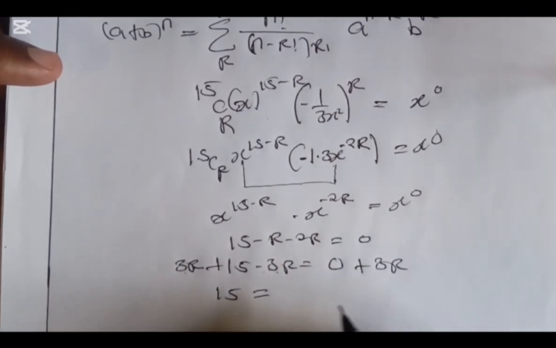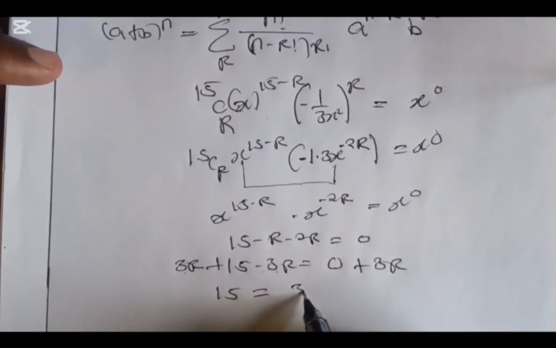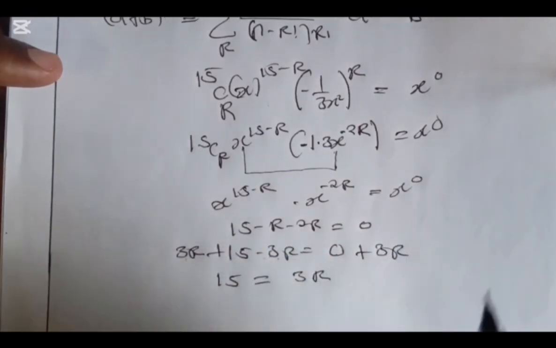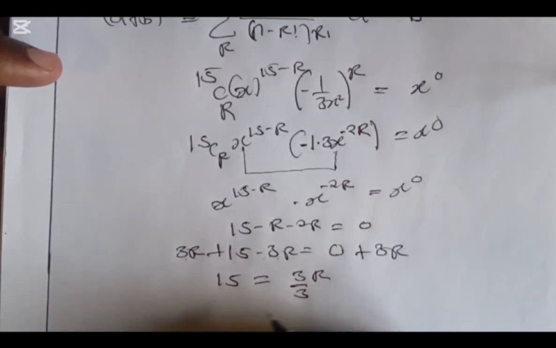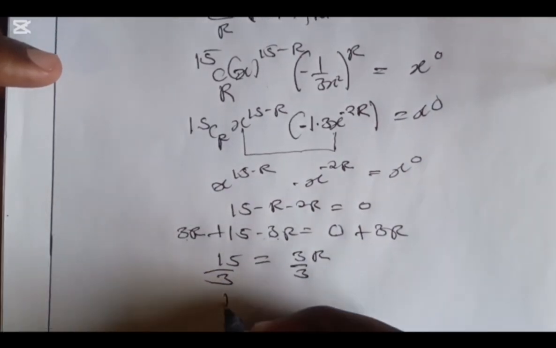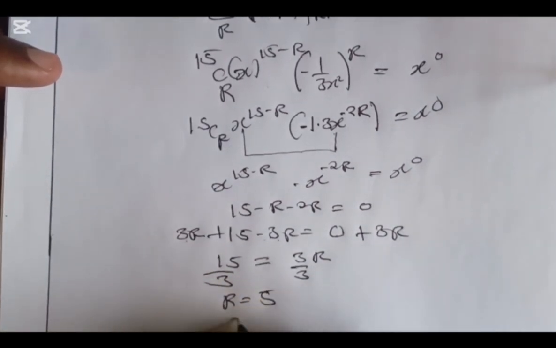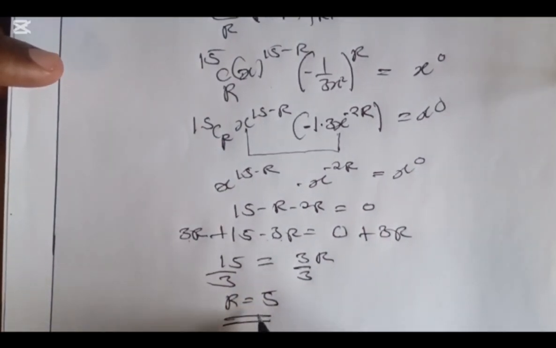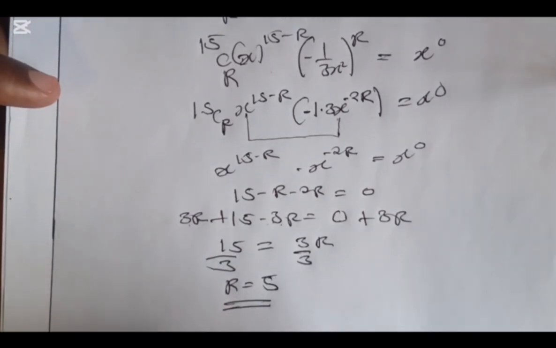So 15 is equal to 3r. Then finding r, we just divide both sides by the coefficient of r, which is 3. Then r will be 5. So the position of 5 is the term where we are getting the independent term of x.